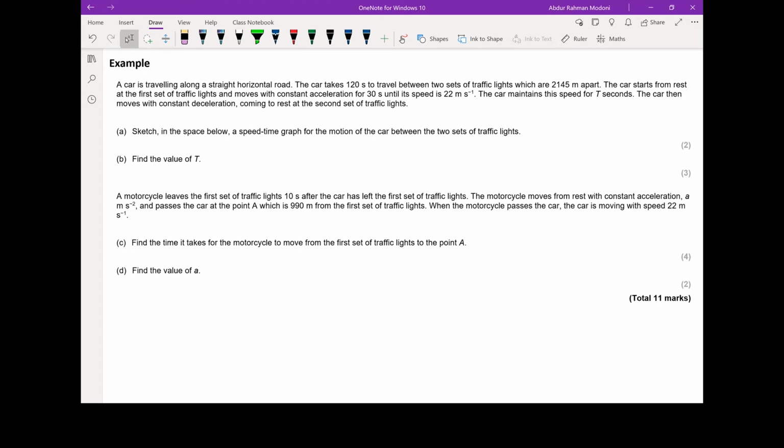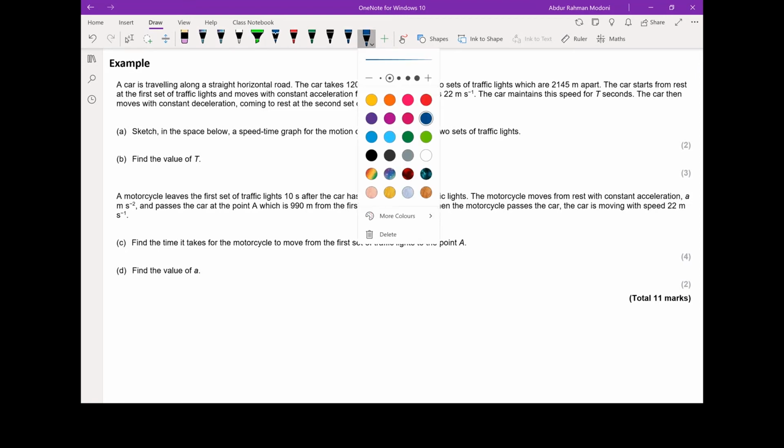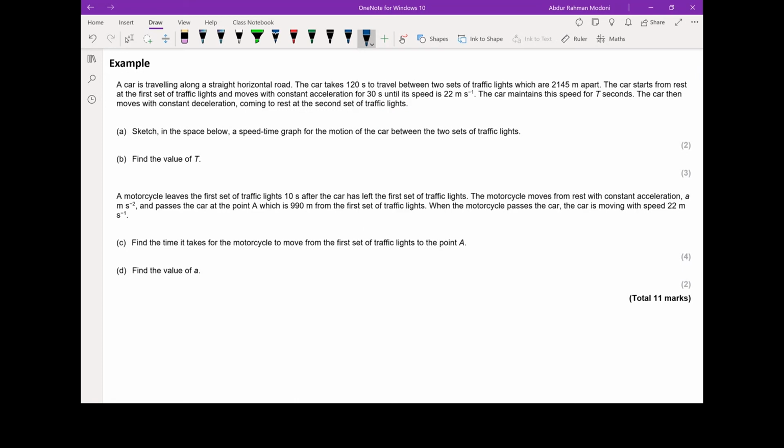So the first thing I'm going to do is draw a little diagram just to see what's going on here and try and represent the information. The car starts from a point and goes to a second point, and they are 2,145 meters apart. At the first set of traffic lights it moves with a constant acceleration for 30 seconds until its speed is 22 meters per second. So it starts from rest, so the speed here is 0 meters per second, and it goes to 22 meters per second at that point.